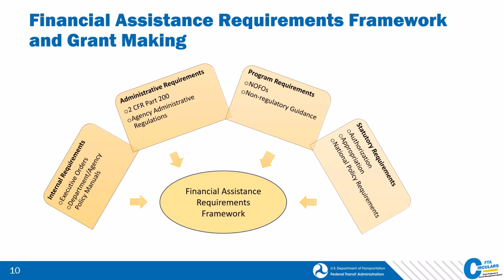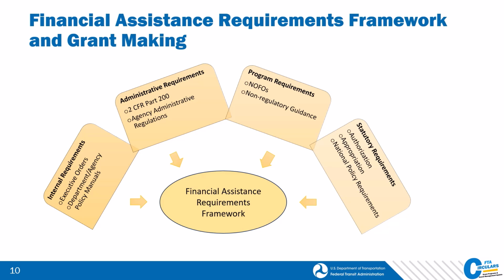If we look at this image, we can see that the internal and administrative requirements have a very strong executive branch tilt, meaning that the executive orders and the information from the Office of Management and Budget under 2 CFR 200, as well as the departmental and agency policies and regulations, all come from this executive branch. On the right-hand side, under the program requirements and the statutory requirements, we find a lot of laws that are given to us via Congress.